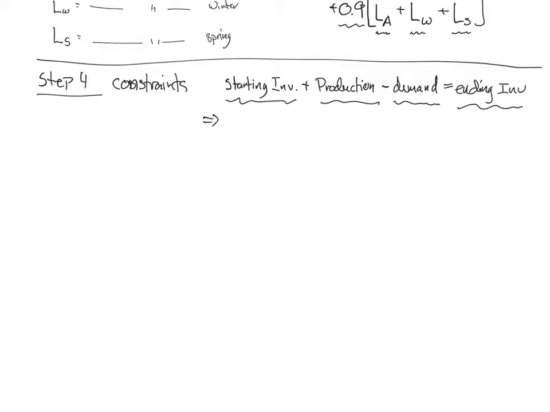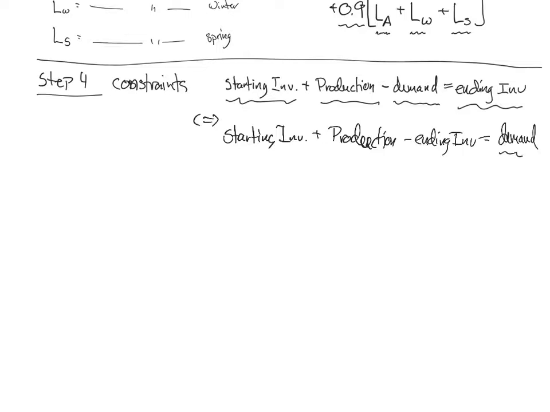In our case, it is quite nice to rearrange it a bit. So we have that starting inventory plus the production minus ending inventory equals the demand. And that is simply because we like to have the numbers, the constants, the parameters, we like to have that on the right hand side here. And in this case, we know the forecasted demand. Okay, so let's formulate these constraints.